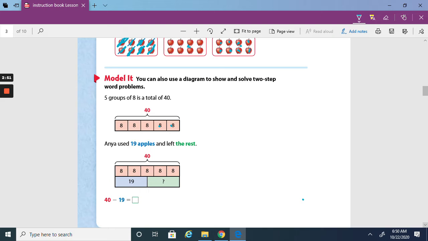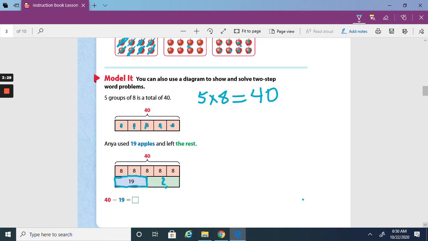Here we can see that they have drawn 5 groups of 8. Remember that 5 groups of 8 means 5 times 8, and that's going to give us a product of 40. So she has 40 total apples that she begins with. Then in the second part of this model, you can see that she used 19 of them, and they want to know how many apples are still left, and they've represented that with a question mark.